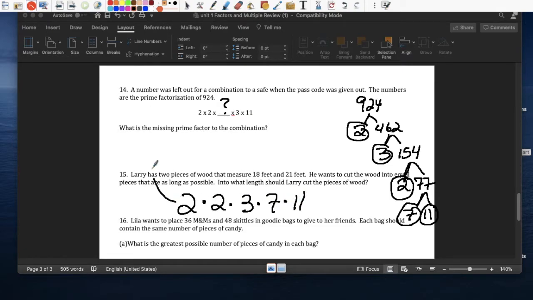So compare this to this. Here I have a 2, I have a 2, I have another 2, and I have a 2. Do I have a 3? Yes, it's up here. Do I have an 11? Yes, it's up here. So the missing number that's not on top here would be the 7. Okay? And if the question asks you to show work, you would have to do that part. Okay?